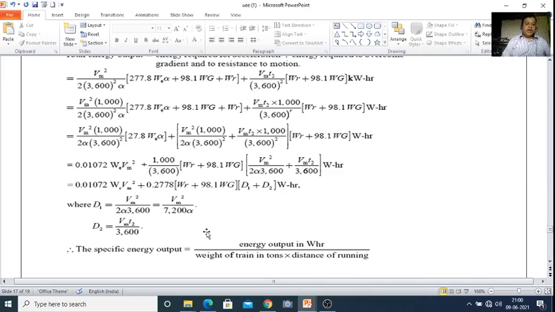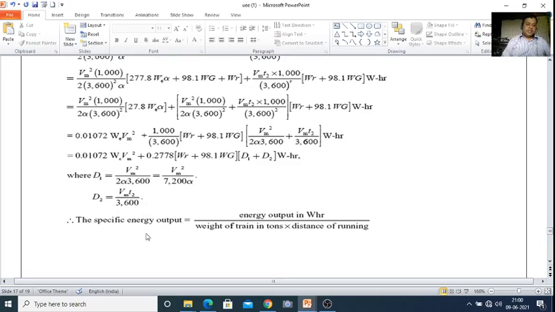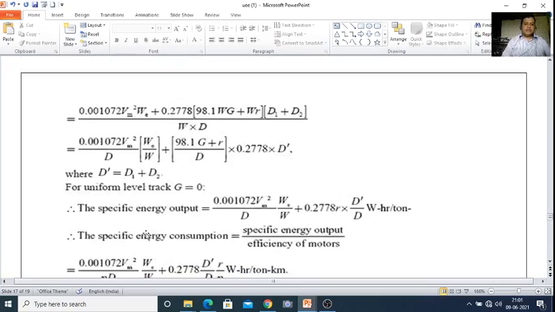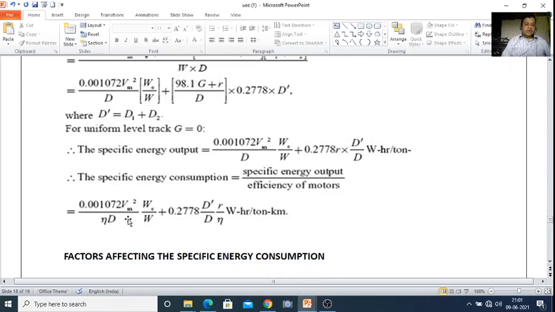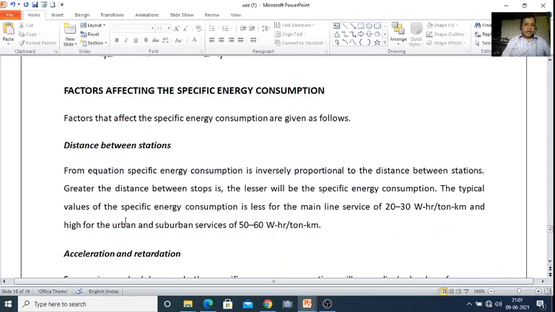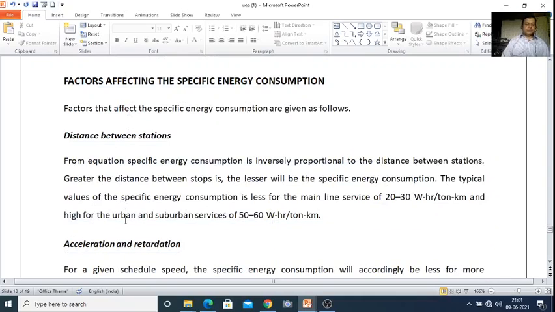Here d1 and d2 are separate: d1 is equal to Vm square by 2 into 3600, that is Vm square by 7200 into alpha, and d2 is equal to Vm into T2 by 3600. The specific energy output is given by energy output in watt hour by weight of train in tons into distance run. So we can easily write this formula, and also we can discuss the factors affecting the specific energy consumption.